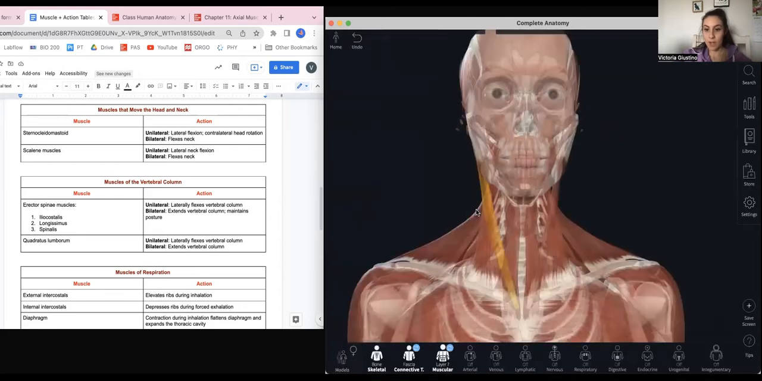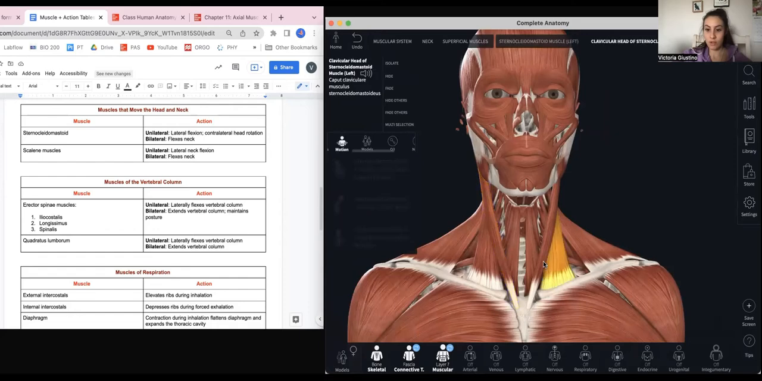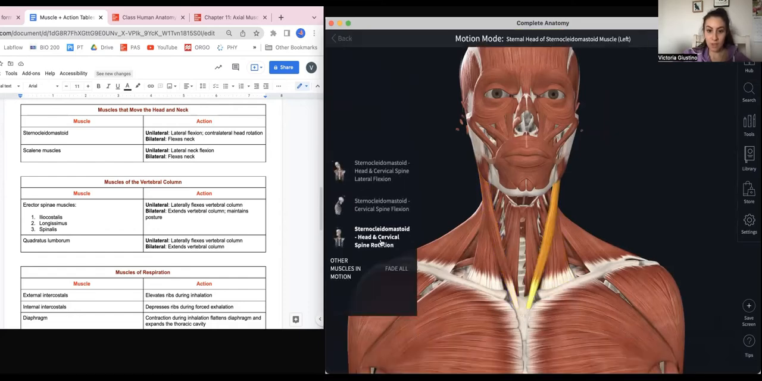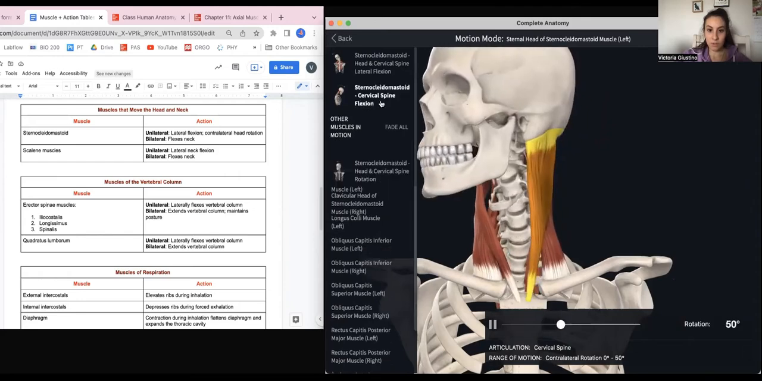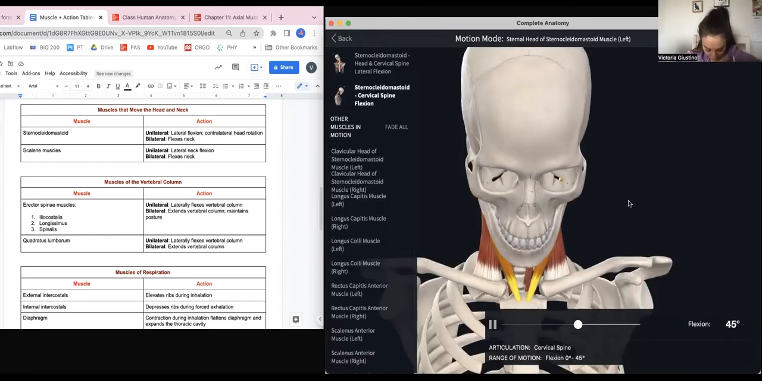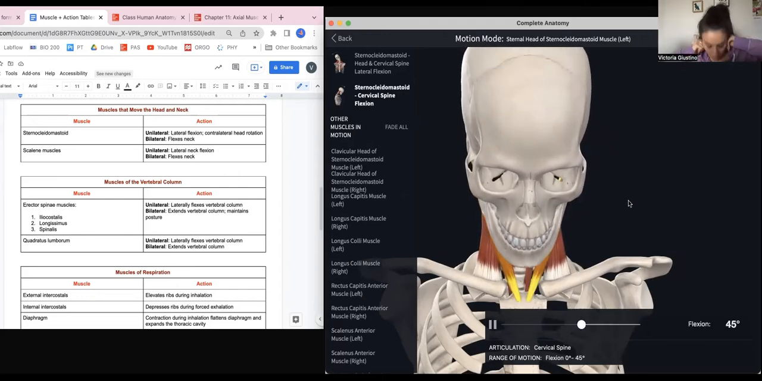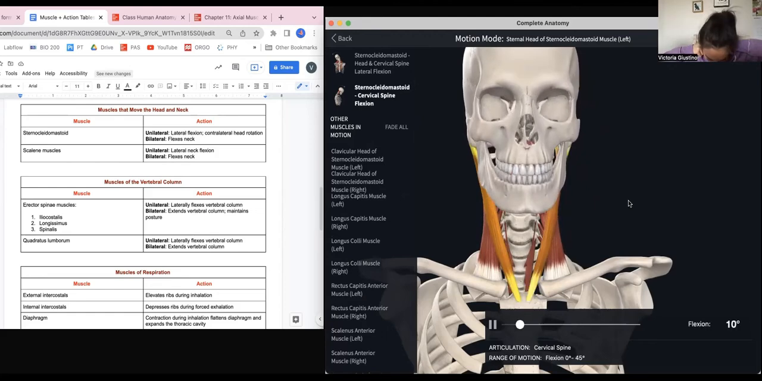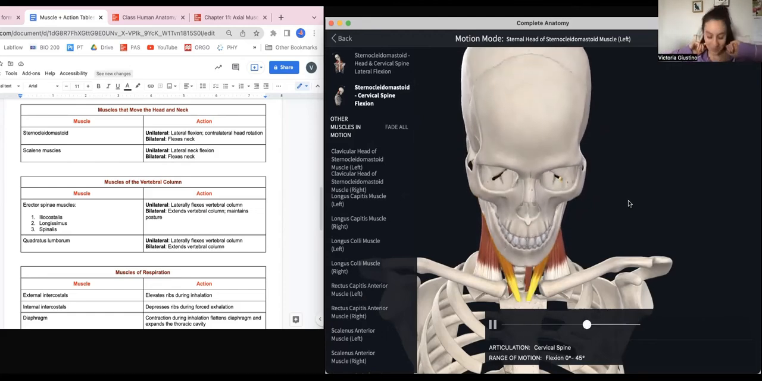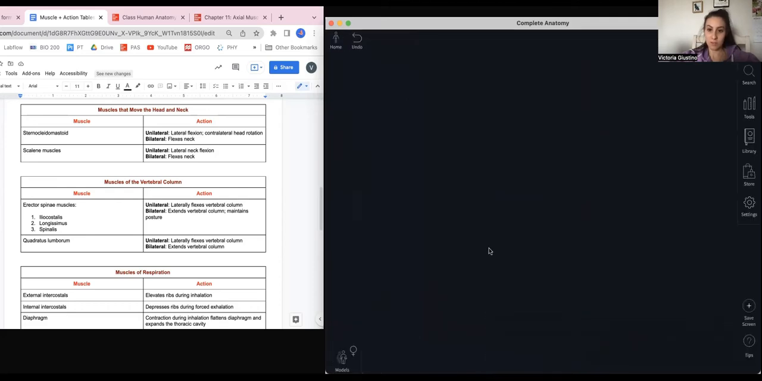But when we get a bilateral contraction, so when both sternocleidomastoid muscles on either side are contracting, then you're just going to get flexion of the head at the neck anteriorly. So both of them are contracting. Imagine that pull, and you can literally feel it. So that's your sternocleidomastoid muscle.